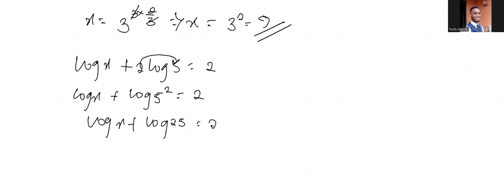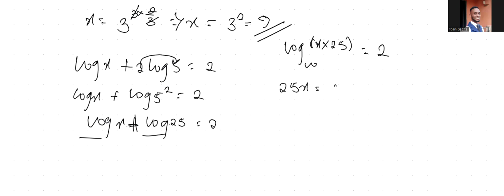And don't forget that when you have two logs joined together by an addition sign, you can combine them into a product. So it's going to be log of x times 25, which is equal to 2. Don't forget that if you don't see any base on a log, it is 10. So you have 10 here, and it's going to be 25x equal to 10 raised to the power of 2. Then 25x is equal to 100. Then x will now be 100 divided by 25, which is what? 4. So that is the answer.